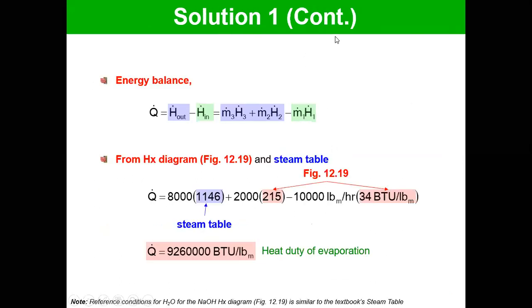So you can get 9.262 times 10 to the power of 6 BTU per pound mass. This is how you calculate from the diagram, how much is soluble in solid. So that's how you determine the heat from the diagram.